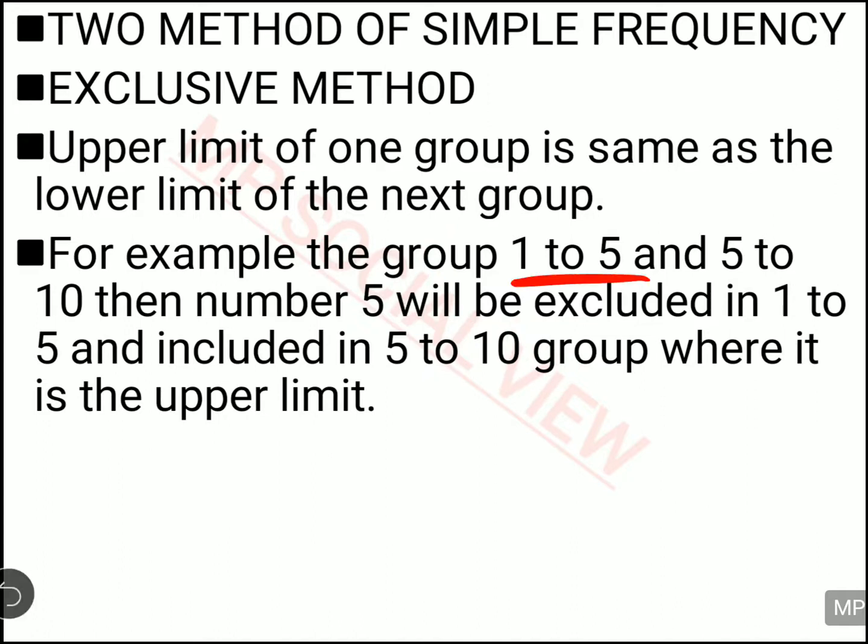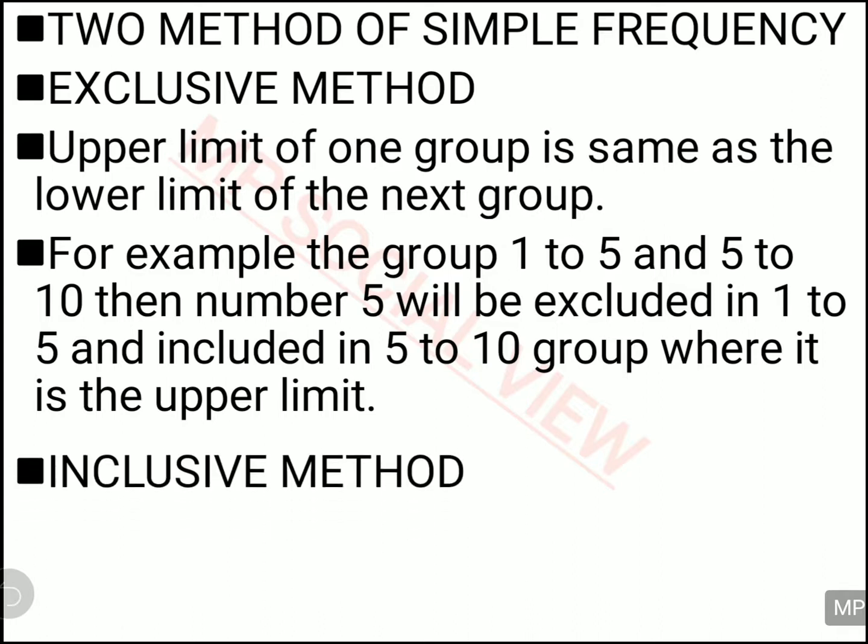So when you use the exclusive method, suppose various classes are there, like 1 to 5, 5 to 10. Then in these classes, where will the number 5 be included, because 5 is here, and here also the 5 is there. So the 5 will be excluded here and included here. It will be excluded in 1 to 5. Where the 5 is the upper limit, that 5 will not be included. It is included in the next class, that is 5 to 10, where the 5 is the lower limit. So the same number will be excluded where it forms the upper limit, and it will be included in the category where it forms the lower limit.